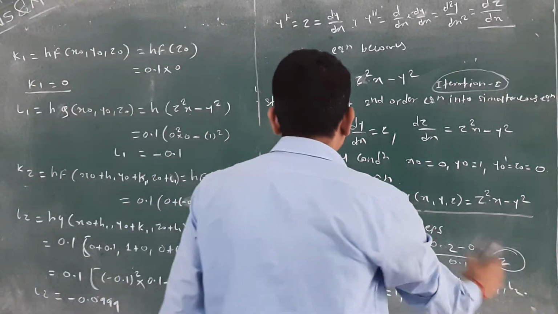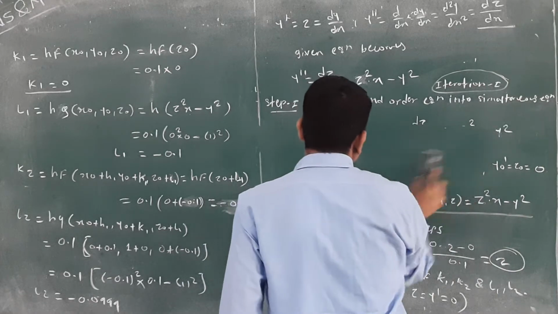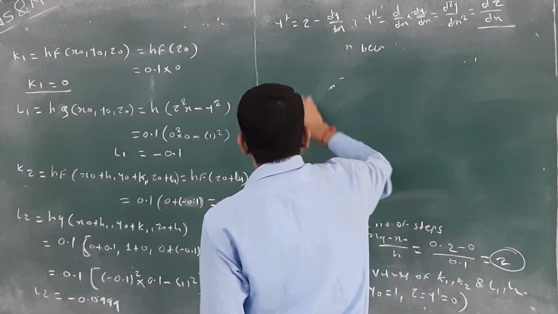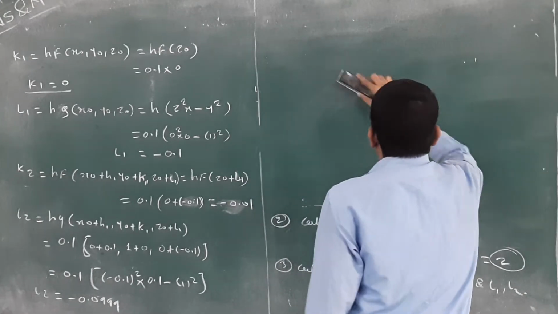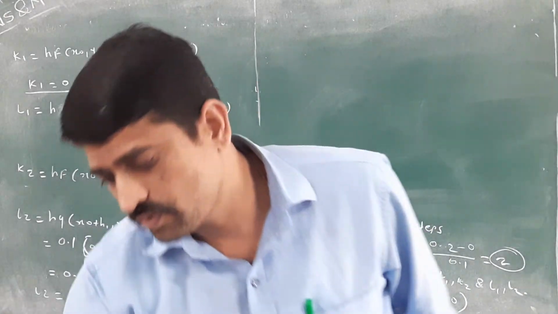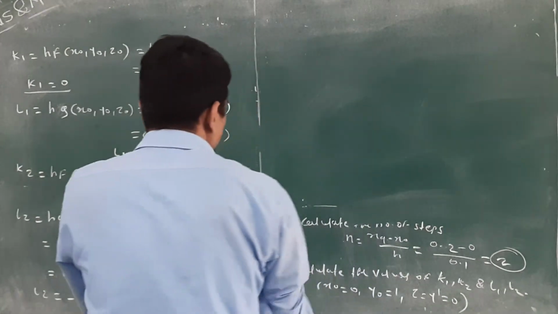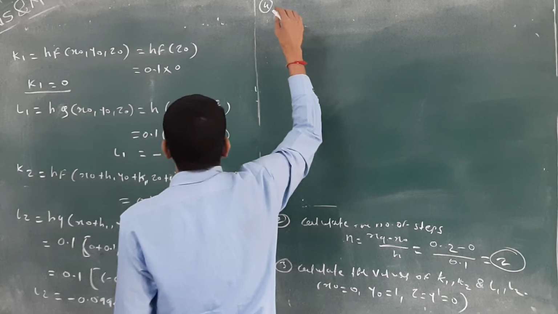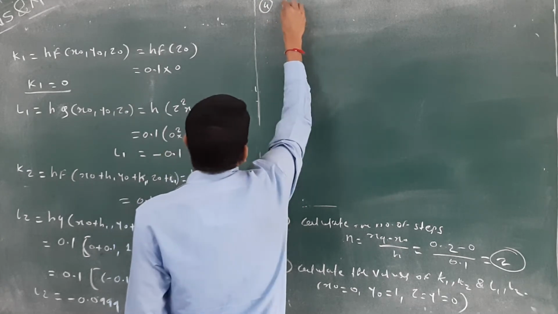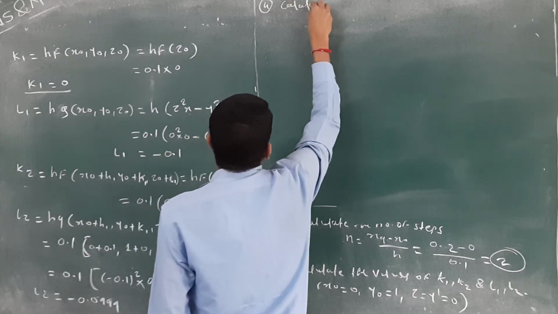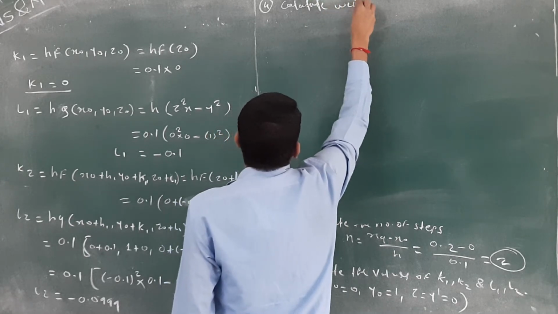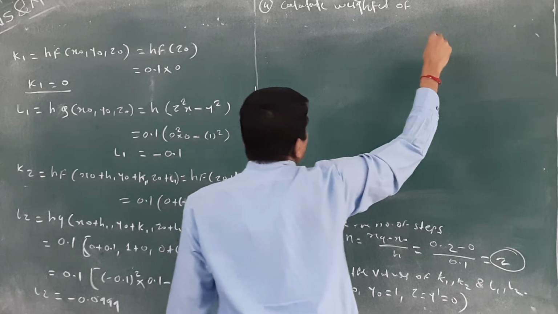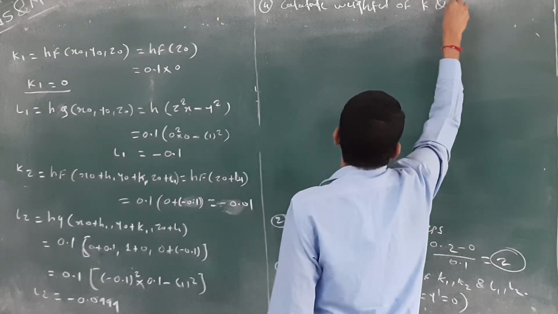Once you have calculated that value, then what is the next step? Very simple. You have to only put the value and calculate the answer. Next step, you have to calculate the weighted mean. We have seen this in step number 4. Calculate the weighted mean of which values? K and L.